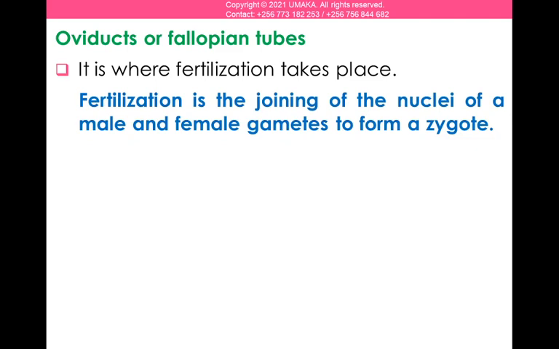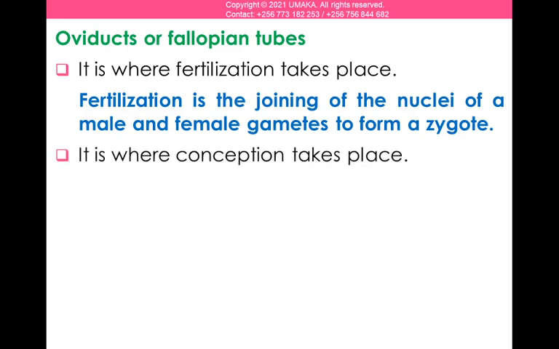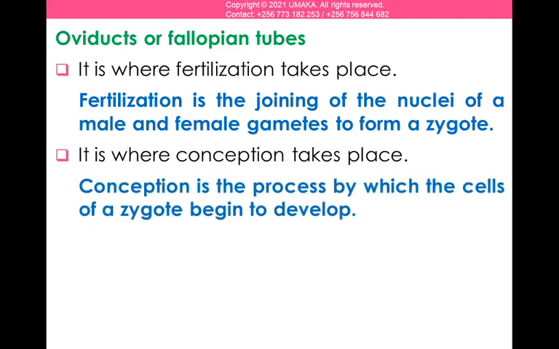And what is fertilization? Fertilization is the union of the nuclei of a male and a female gametes to form a zygote. Union or joining of the nuclei of a male and a female gamete to form a zygote. It is called fertilization. It takes place in the oviduct. In the oviduct still, it is where conception takes place.